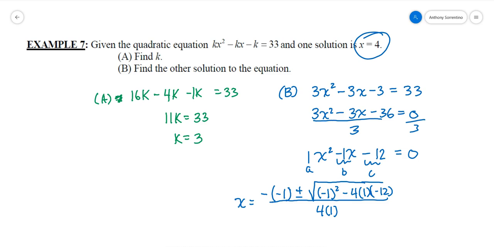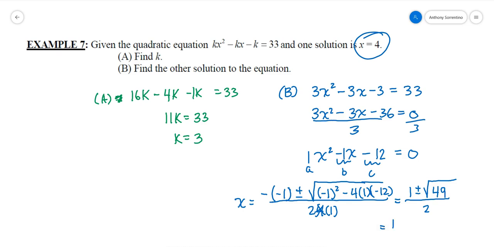And again, you could use factoring or completing the square on this. I just chose to use the quadratic formula. So I'm going to have 1 plus or minus, well, -1 squared is 1. 4 times 1 times -12 is -48. So I have 1 minus a -48, which is 49. All over 4. Oh, no, sorry, take that back. That should be 2a, just 2. Over 2, I was about to say.